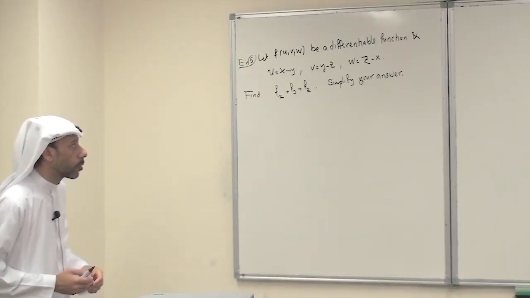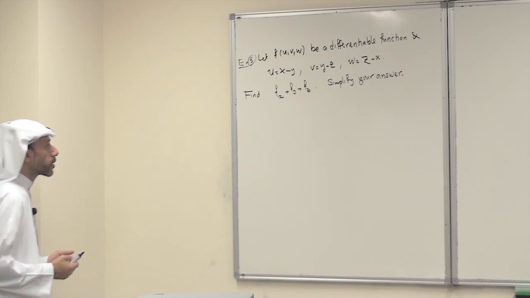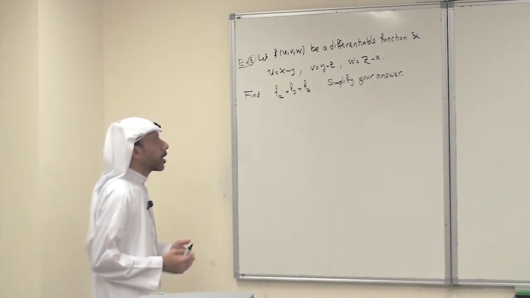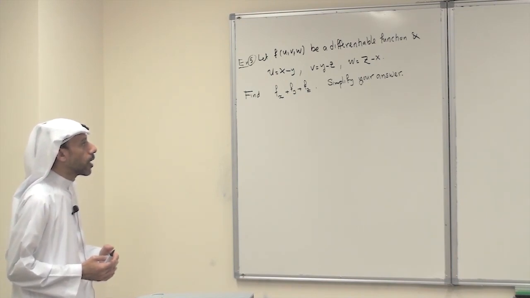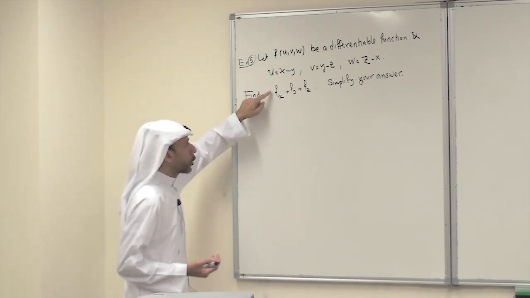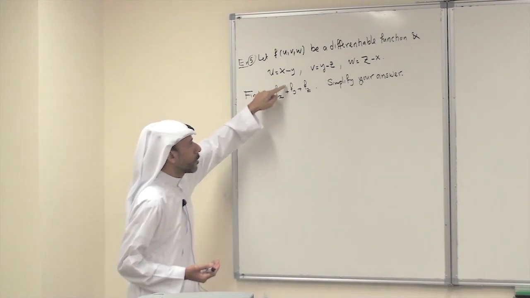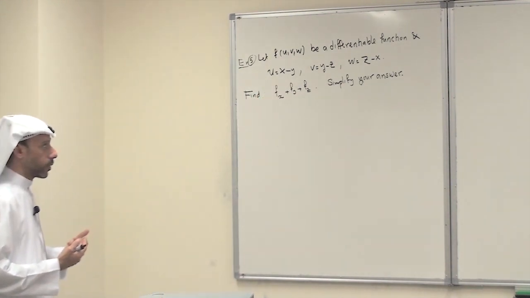Let's consider the following problem. Let f of u v w be a differentiable function and u equals x minus y, v equals y minus z, w equals z minus x. Find f sub x plus f sub y plus f sub z. Simplify your answer. So here we need to find the partial derivative of f with respect to x, with respect to y, with respect to z, and then add them and see what we get.